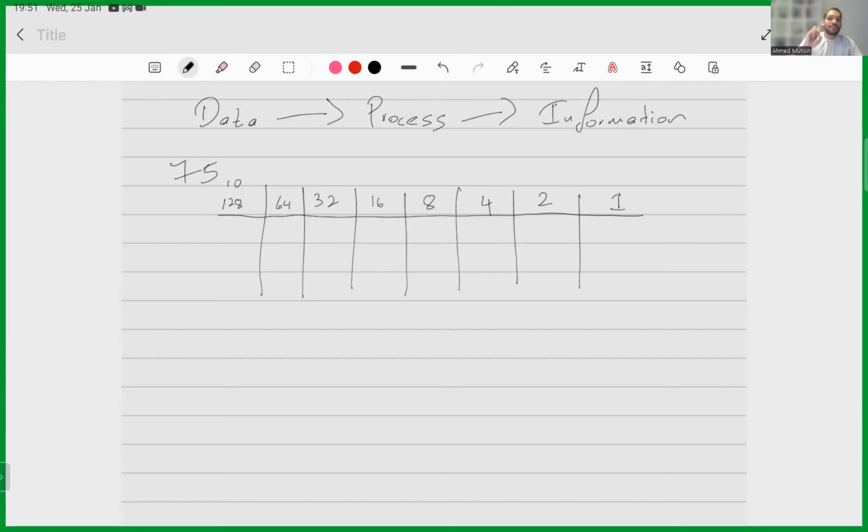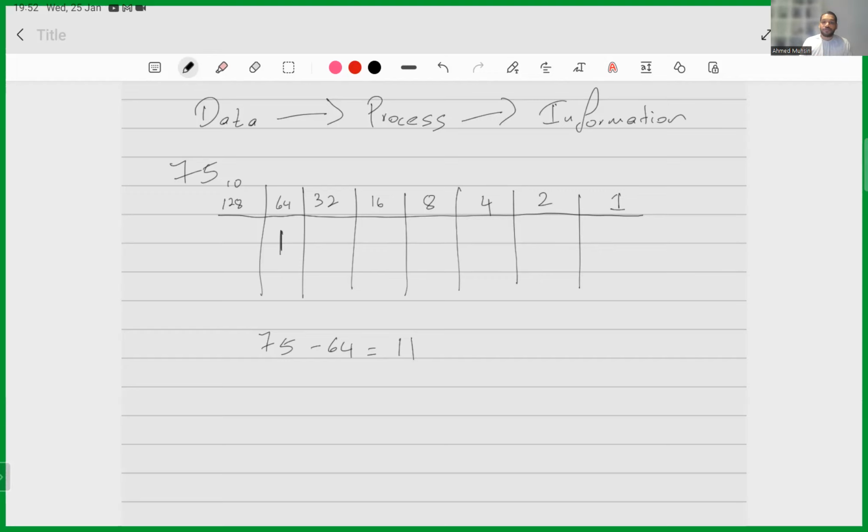So now take 75, and see from these position values which one is the closest to 75. But remember, it has to be either equal to 75 or less than 75. It cannot be more than 75. You can easily tell me 64 is the closest to 75. So immediately you put a 1 at 64. Now take 75 and subtract 64. If you subtract 64 from 75, you would get 11.